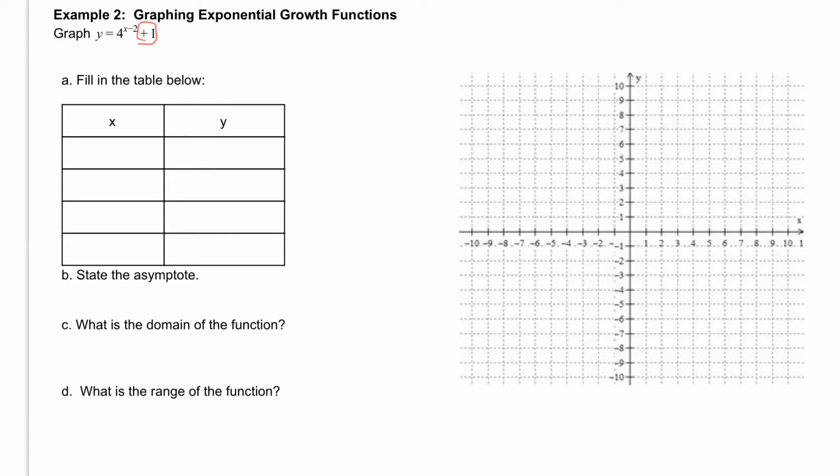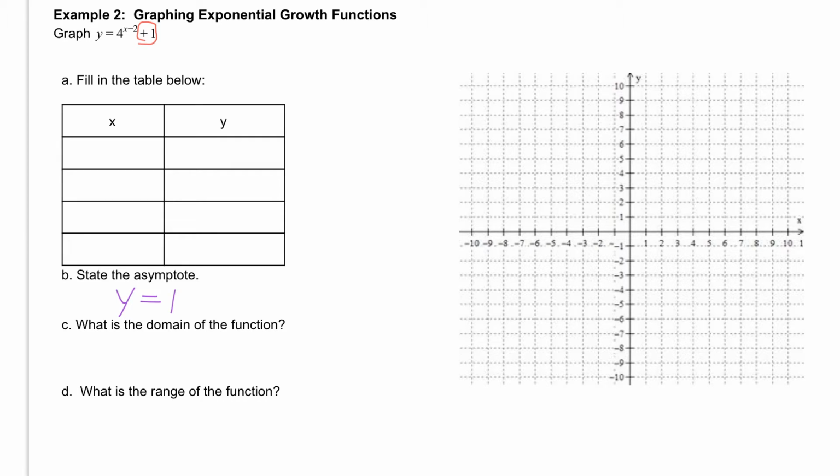And we'll spend some more time on how shifts are made, but with our exponential growth functions and decay functions, if we are adding or subtracting something outside of that function, that's going to indicate to us where that asymptote is. So with this plus 1, what used to be at y equals 0 has now moved up to y equals 1. So we're actually going to start here with that asymptote, and we're going to fill in the asymptote as y is equal to 1.